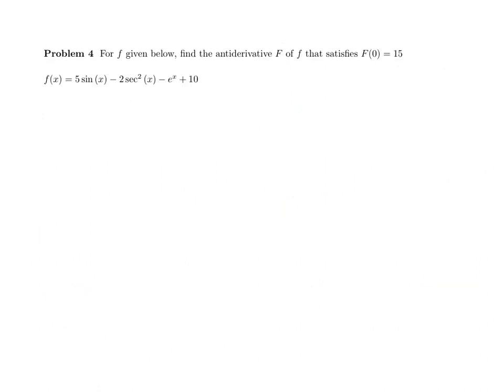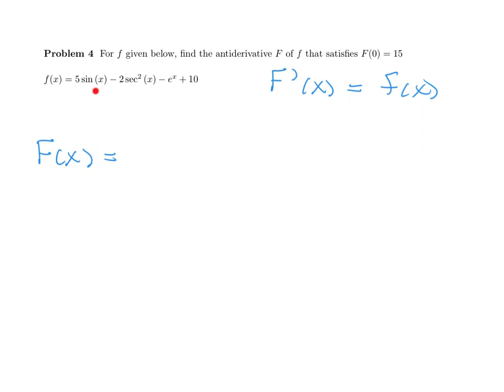In problem 4, we'd like to find the antiderivative of the function f of x, which is expressed here. But we'd like to find the particular one that satisfies F evaluated at 0 is equal to 15. So to start with, if you find an antiderivative, that means if you take its derivative, it should be equal to f of x.